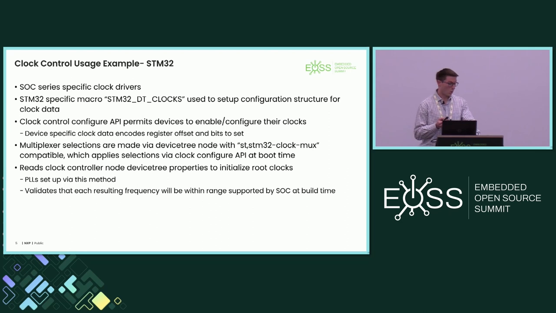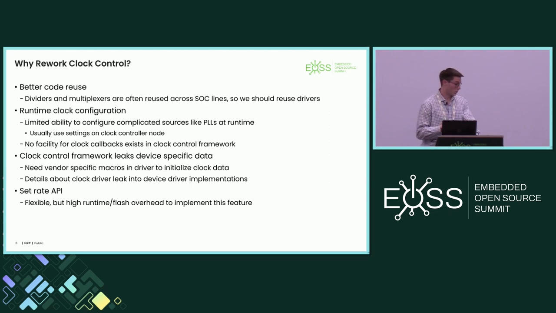But what isn't here, and what do we have issues with? So one thing here is code reuse. Fundamentally, things like dividers and multiplexers are going to get reused across SOCs. Things like PLLs, not so much. PLLs are IP that's going to change when you change your process node, things like that, and you can't always reuse them. They may have vendor-specific features on each implementation, but dividers and multiplexers, they divide, they multiply. There's not that many ways to do it, and they're going to get reused. We should reuse them.